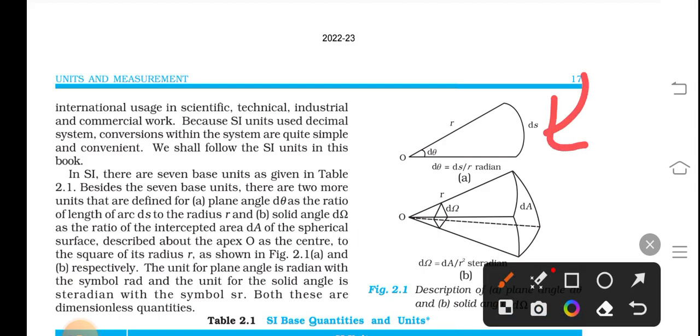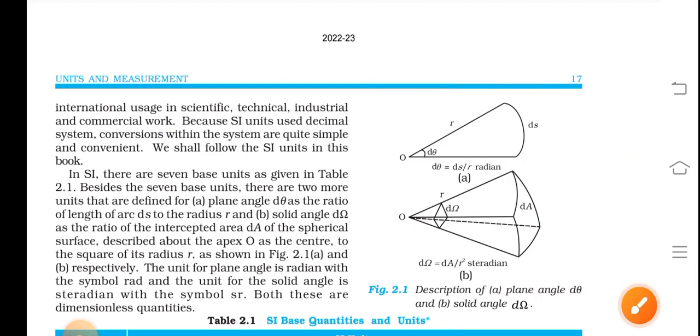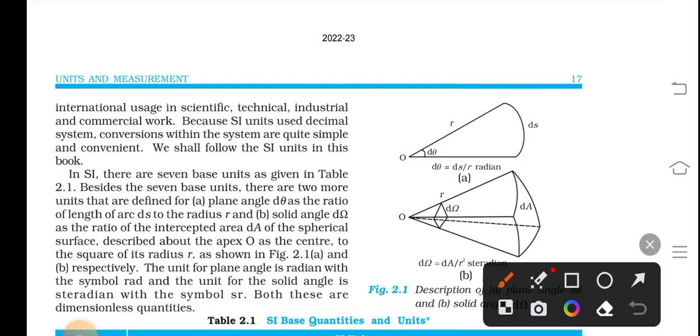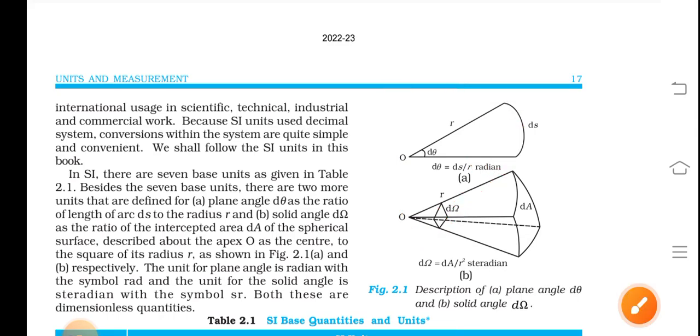Solid angle and plane angle, those two angles are called supplementary angles. Okay, those two angles are called supplementary angles. These angles have units, but no dimensions. Just now we came across the unit of plane angle is radian, and the unit of solid angle is steradian. So that is the hit point. Please note in your NCERT.